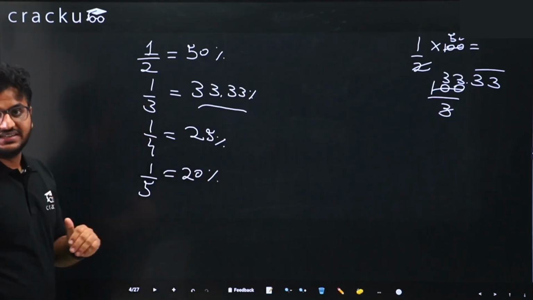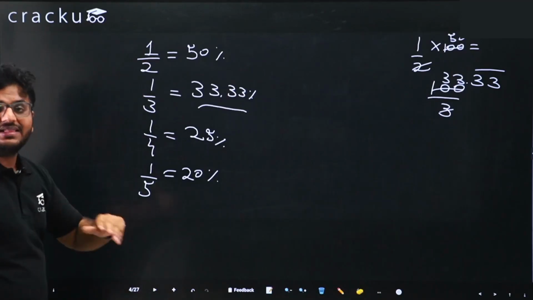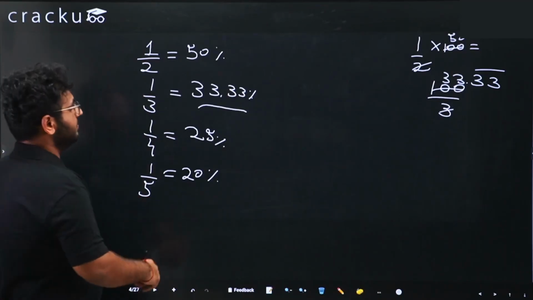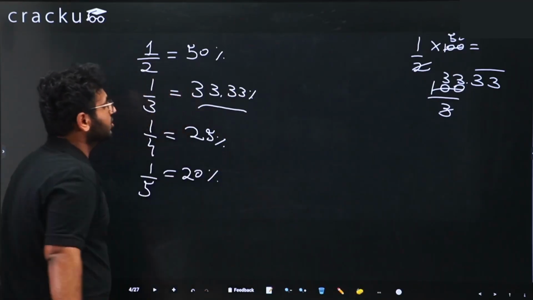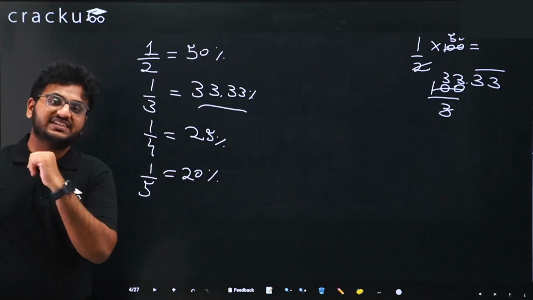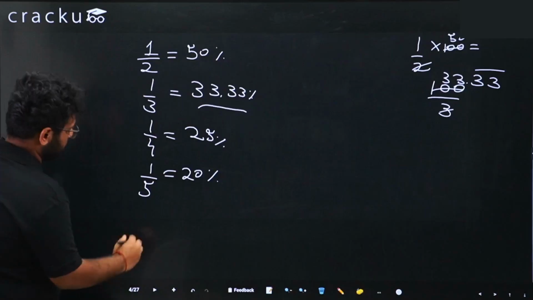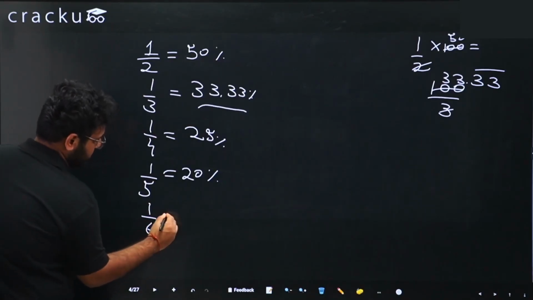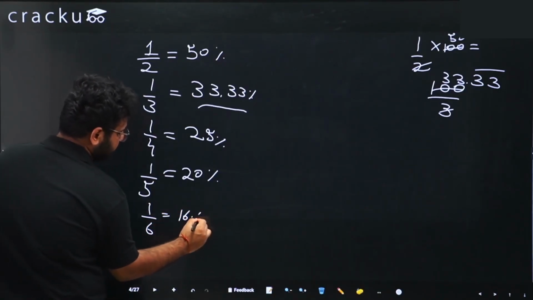Now 1 by 6. 1 by 6 would be what? 1 by 3 divided by 2. So 1 by 3 divided by 2, which is equal to 33.33 divided by 2, which is equal to 16.67%. So 1 by 6 is equal to 16.67%.